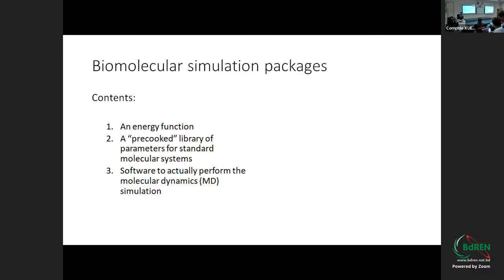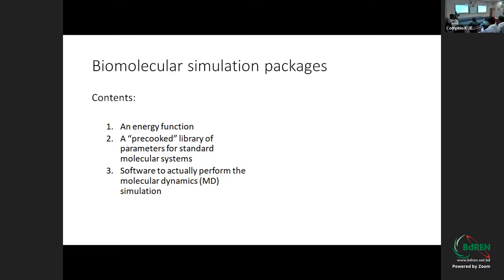How do we do it? That will be our next lecture. As I said, somebody has already developed the parameters for us. We're going to take those parameters, and when somebody has developed them and put them in a nice library or format, that's called a force field. There are a few different kinds of force fields.